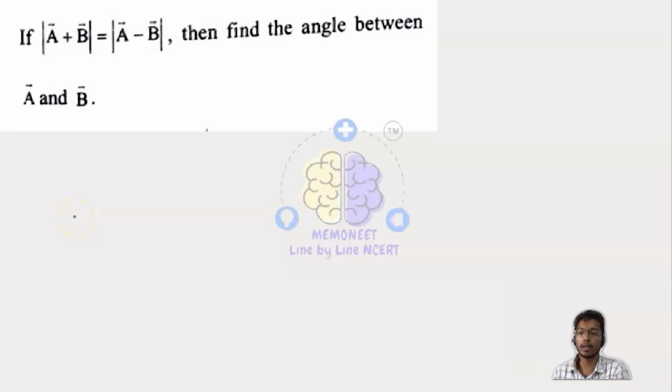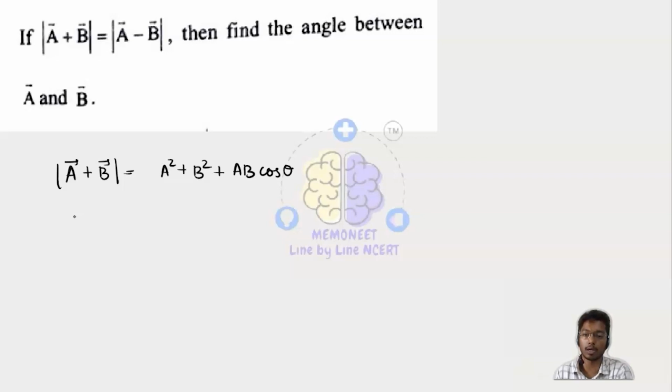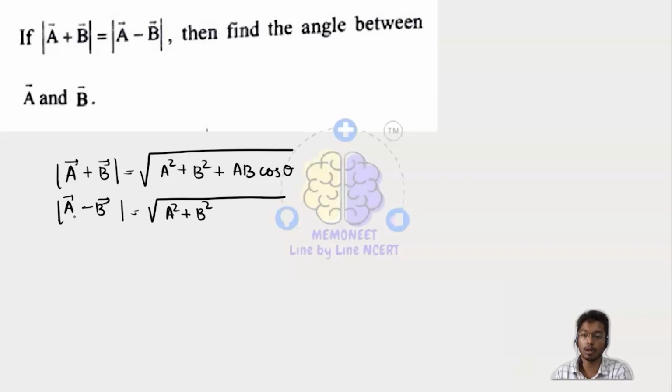Let's do some questions here. Here, the magnitude of a vector plus b vector is equal to the magnitude of a vector minus b vector. Then find the angle between them. So we have the magnitude of a vector plus b vector equal to under root of a square plus b square plus 2ab cos theta. Then the magnitude of a vector minus b vector is equal to under root of a square plus b square minus 2ab cos theta.